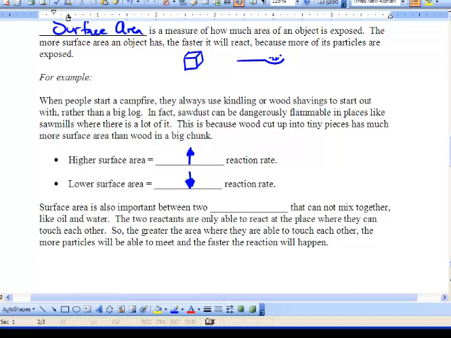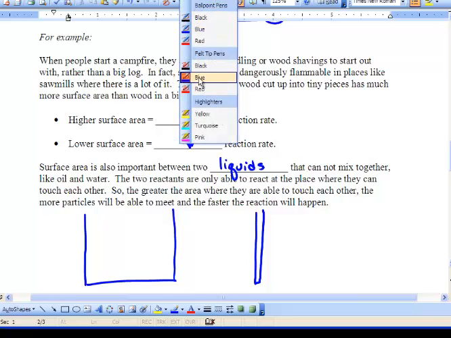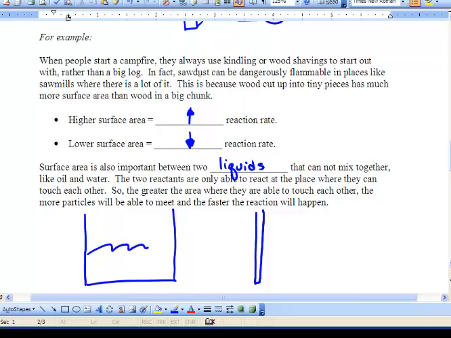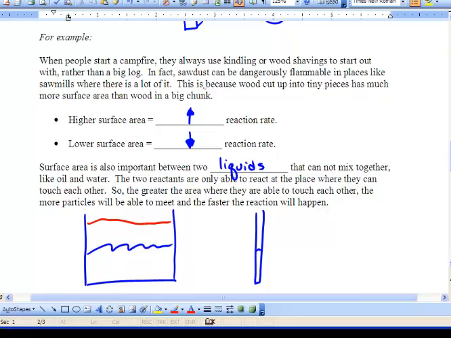Now, surface area is also important between two liquids that cannot mix together. So I want you to think about oil and water. If we have a big beaker like this and then a small beaker like this, we've got our water on the bottom and we're going to have oil on the top. And you can see that there's a lot more surface area between the water and the oil compared to over here. All right, so the greater the area where they are able to touch, the more particles will be able to meet and the reaction will happen faster.